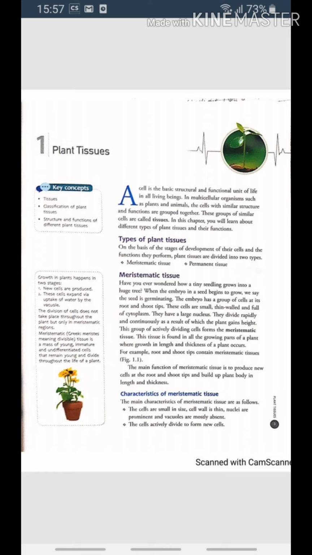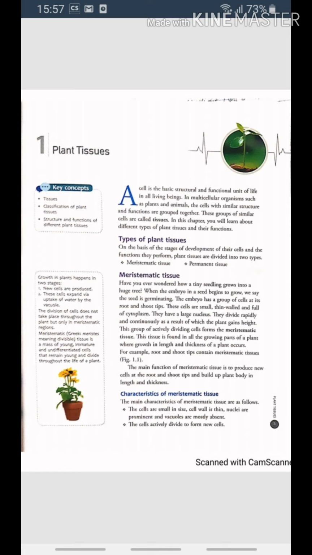The new cells formed by the division of meristematic tissues elongate and on maturity get differentiated to perform specific functions. These cells do not divide further, hence they are called permanent tissue. These permanent tissues are of two types: simple permanent tissue and complex permanent tissue. Simple permanent tissue is composed of cells that are structurally and functionally similar. These tissues provide support and protection to plants and are further classified into two types: protective tissue.